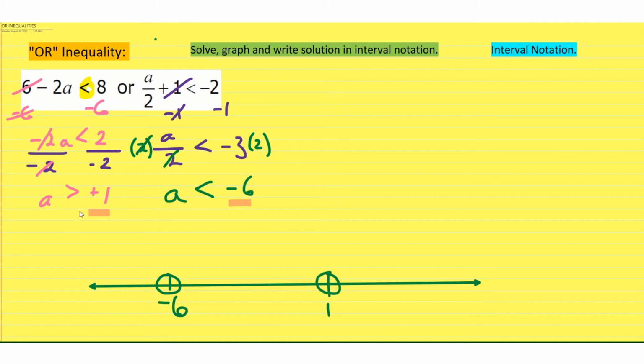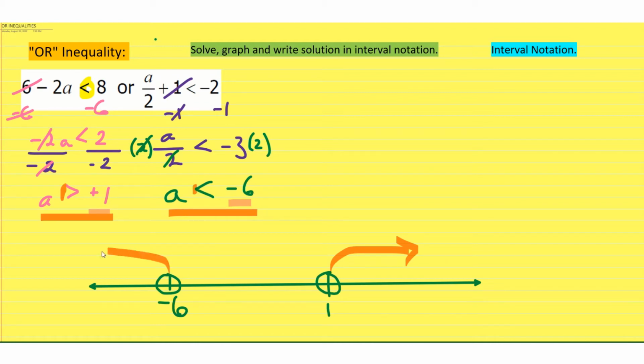Now I'm going to look at this one. A is greater than 1. A is big mouth greater than 1. So from the 1, it's going to be greater than the 1. And this one says A is less than negative 6. Little mouth means less than negative 6.